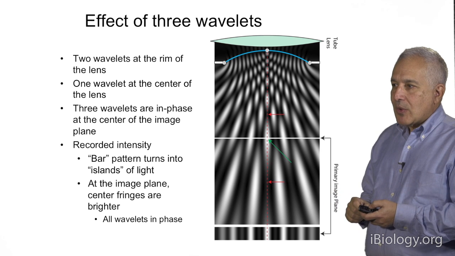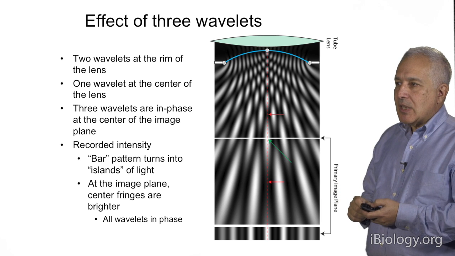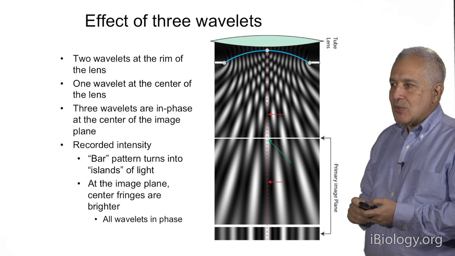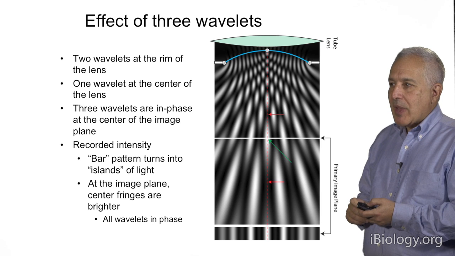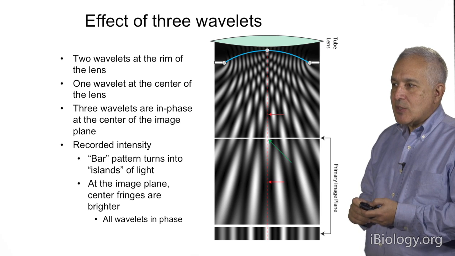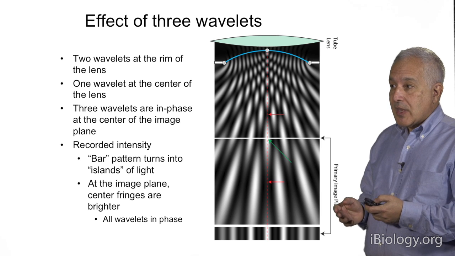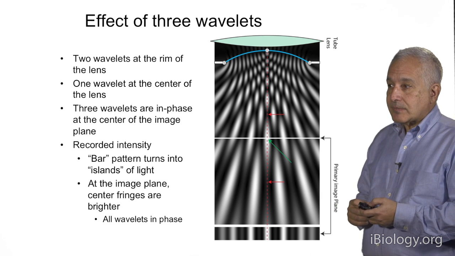And now what I'm showing you is the two wavelets at the rim of the lens plus one wavelet right at the center. So three wavelets are interfering, and we're looking at the pattern that is generated by these three wavelets after we integrate over a wavelength and square the result.